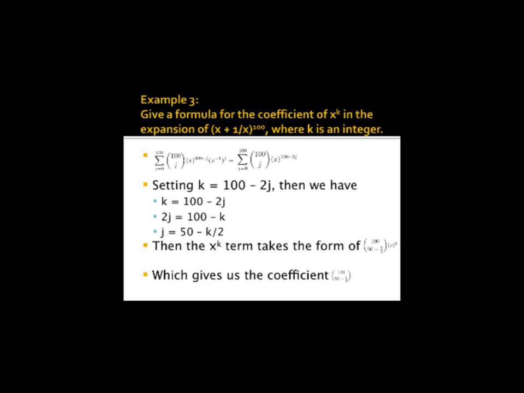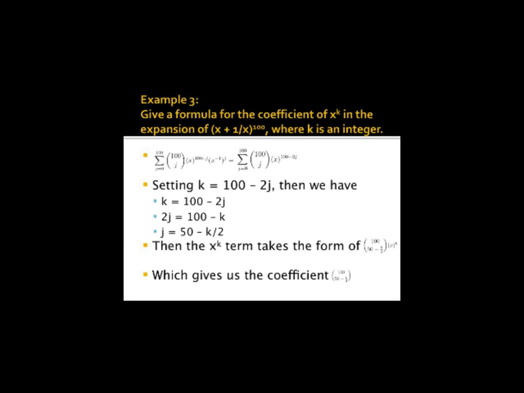And for our next example, we are asked to give a formula for the coefficient of x to the k in the expansion of (x + 1/x) to the 100, where k is an integer. Using the binomial theorem, we have the summation from j equals 0 to 100 of 100 choose j, x to the 100 minus j, times x to the negative 1 to the j, which is equal to the summation from j equals 0 to 100 of 100 choose j, x to the 100 minus 2j.